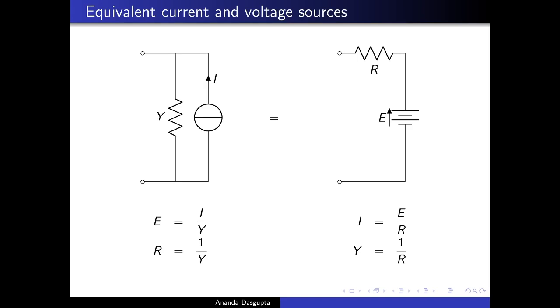Only for ideal sources: if it's an ideal voltage source, it has to be treated as a voltage source always. If it's an ideal current source, it has to be always treated as an ideal current source. So with this background, let us now go and take a look at Norton's method.